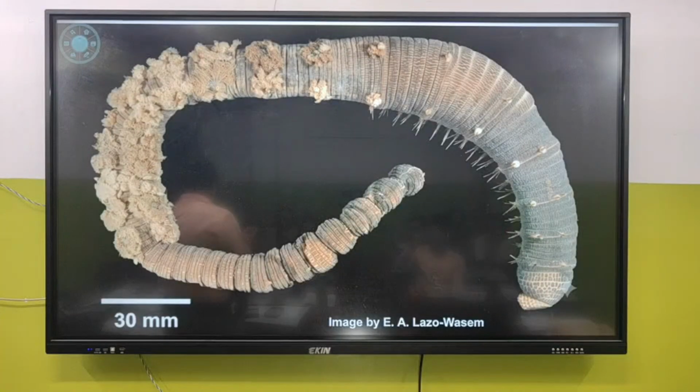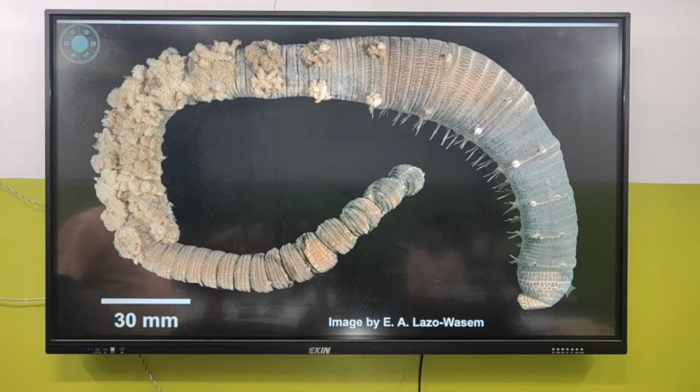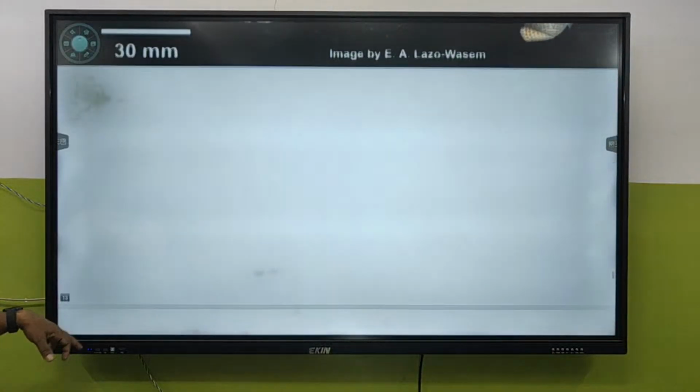These are segments. No, these are body organs, not fungus.